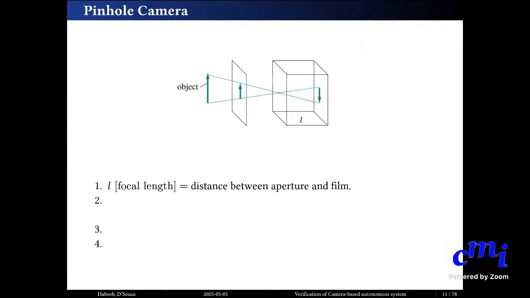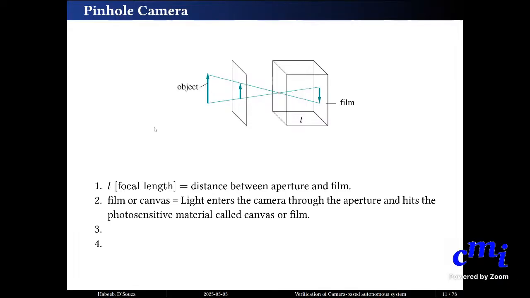So this is the preliminaries. In traditional camera generation methods, there is one object, there is this aperture, and then there is this canvas, and the distance between the aperture and this canvas is called the focal length.